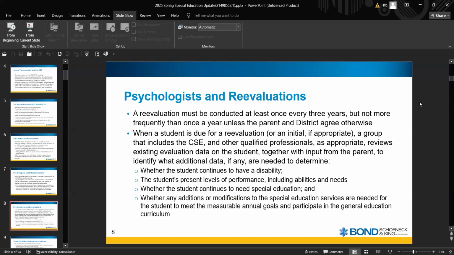All right, reevaluations. Reevals have to be conducted once every 3 years, not more than once a year unless the district and parent agree otherwise.